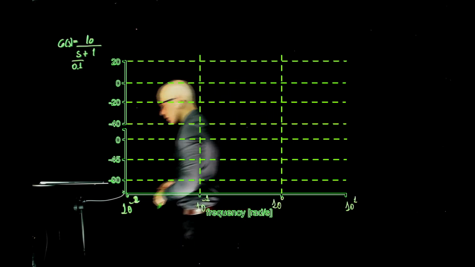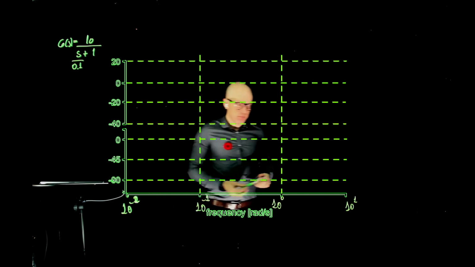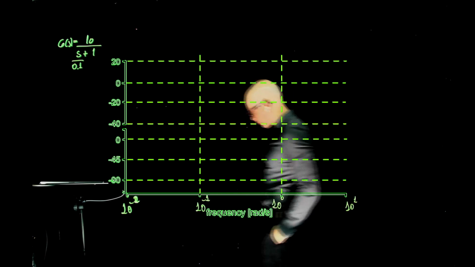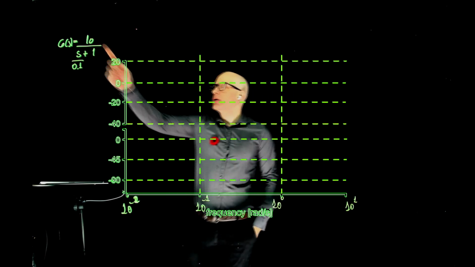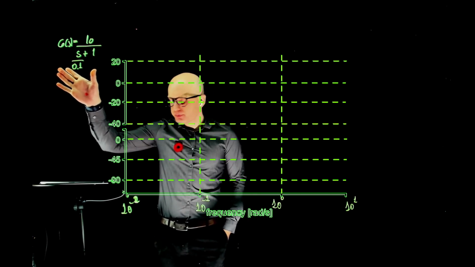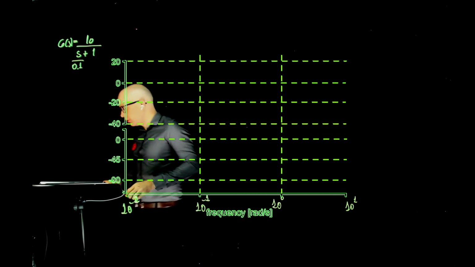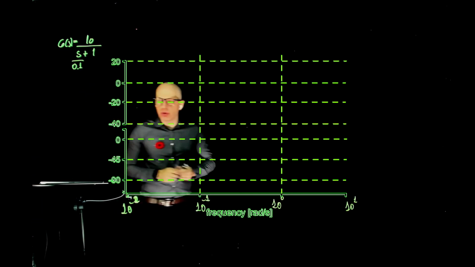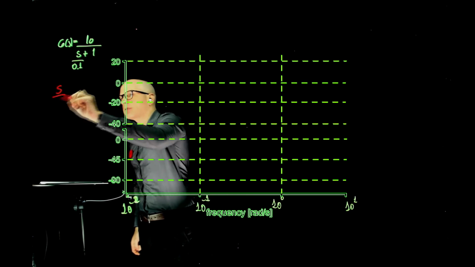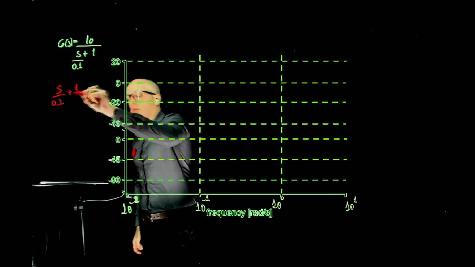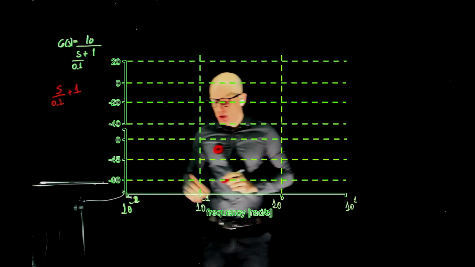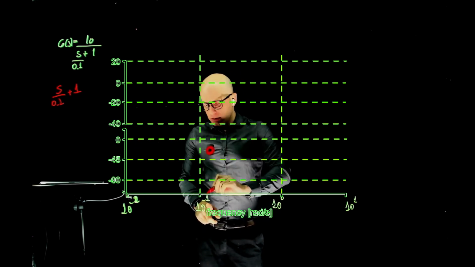Which building blocks do we see? We have a constant gain 10, and we have a real pole. So let's do them one at a time. Let's start with the real pole. The real pole is s plus 1, so s divided by 0.1 plus 1. The cutoff frequency of this pole is 0.1, it's this axis here.